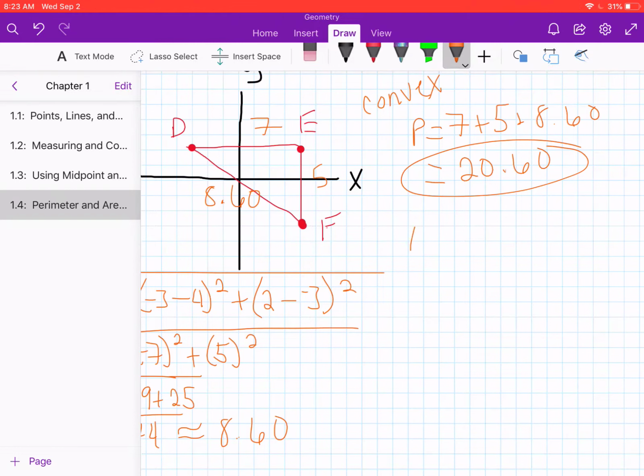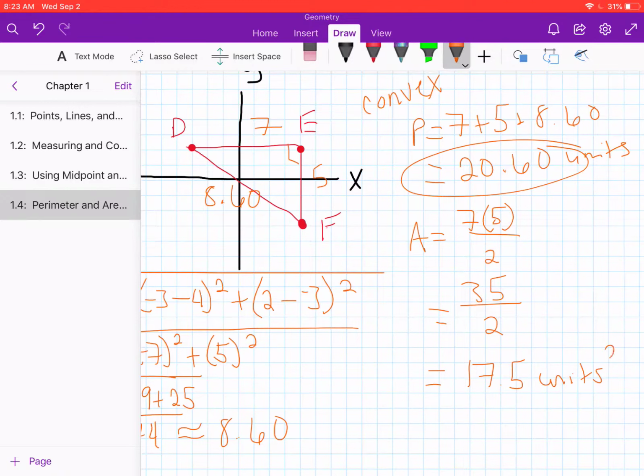To find the area, remember, the area of a triangle, base times height divided by 2, and your base and your height have to be perpendicular. So look, these are perpendicular right there. So we have 7 times 5 divided by 2. 7 times 5 is 35 divided by 2, which is 17 and a half. I forgot labels. We're going to label the perimeter as units. And area is going to be units squared.